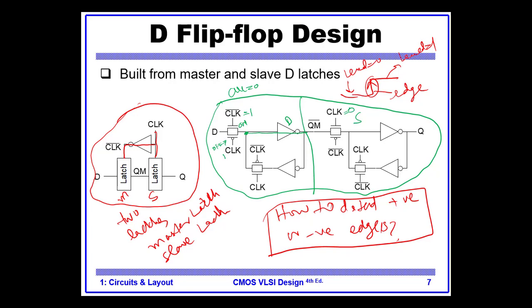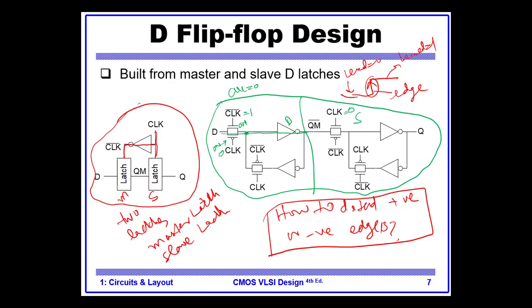No, I think I made a mistake here. So the clock is 0, so this is on. Both the transistors are on and D will propagate. Okay, let's come to the slave.